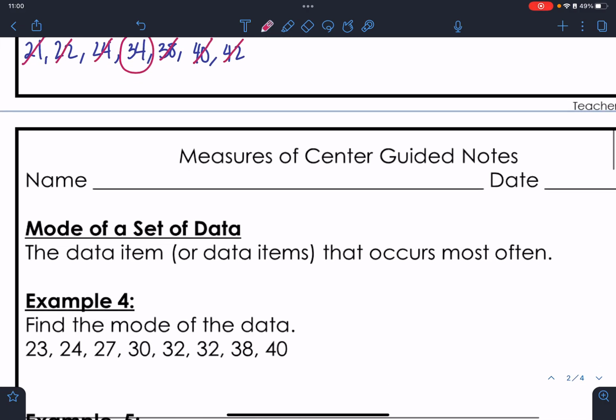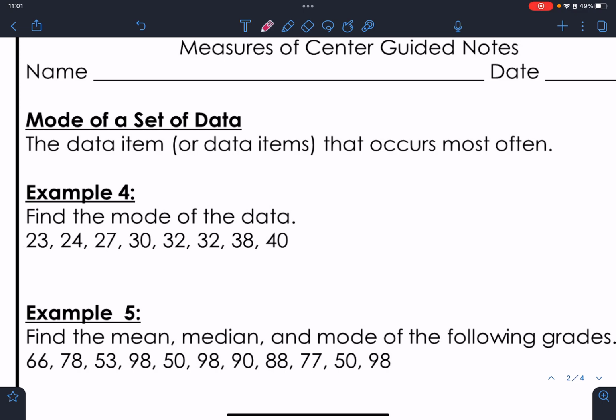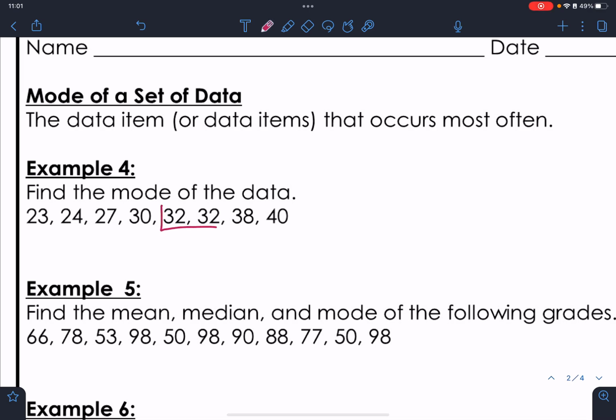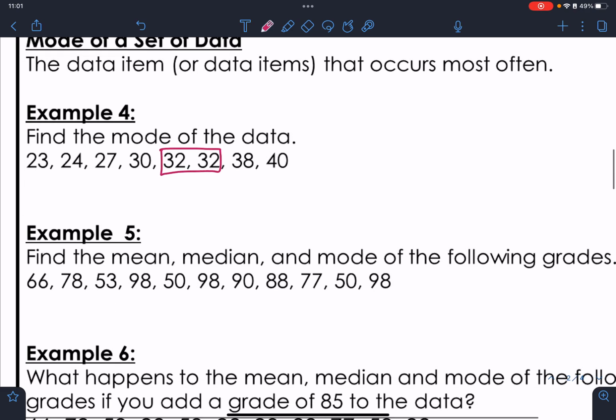Okay, so next page, yes, the mode. This one's the easiest in my opinion. I always like the mode because that one's just the number, the data item, that occurs the most. Good. What if I have all of my numbers only appearing once? Would I have a mode? No, you don't have to have a mode. You do have a median and you do have a mean, but you may not have a mode. You may not have something that appears the most.